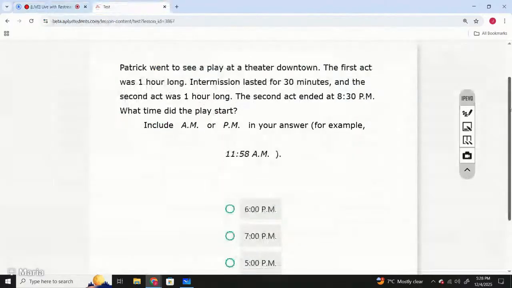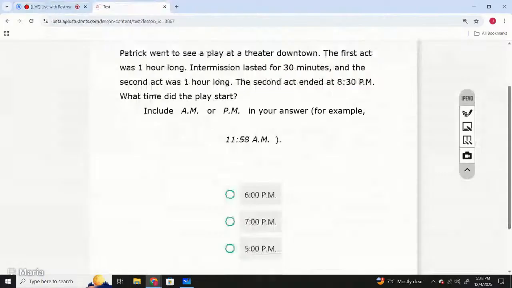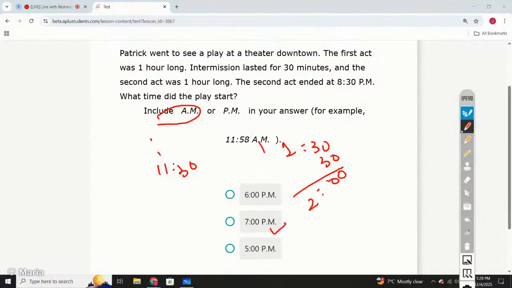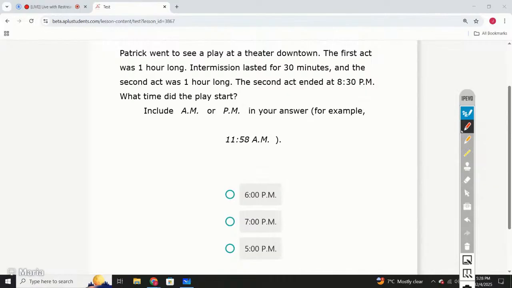Patrick went to a play at a theater downtown. The first act was 1 hour long. Intermission lasted for 30 minutes, and the second act was 1 hour long. The second act ended at 8:30 p.m. What time did the play start?